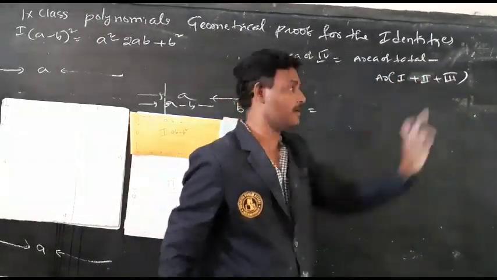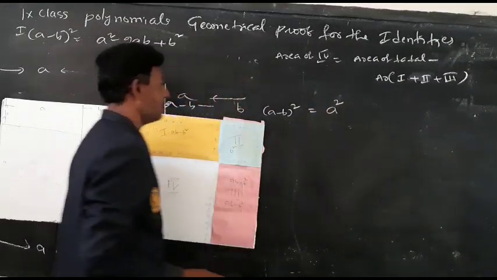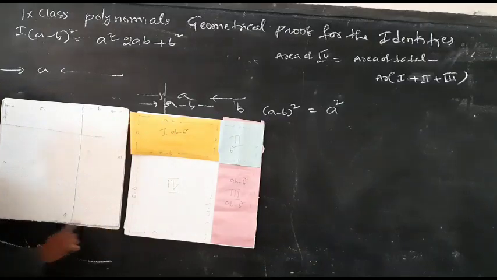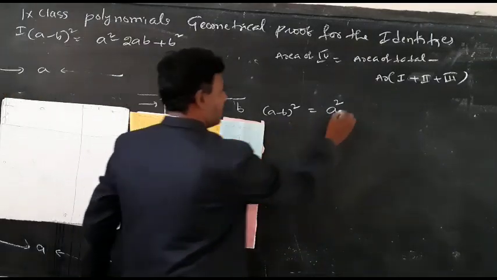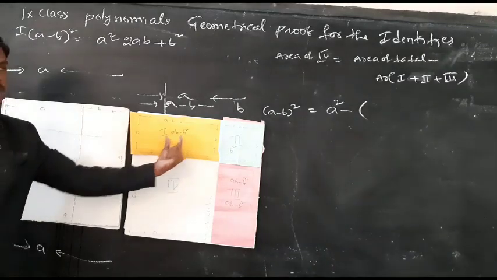So the area of the fourth part is equal to the area of the total minus the area of the first figure plus the second figure plus the third figure. What is the area of the total? Side into side. It is a square, because this is a square with a units. Minus. What is the area of the first figure? ab minus b square.